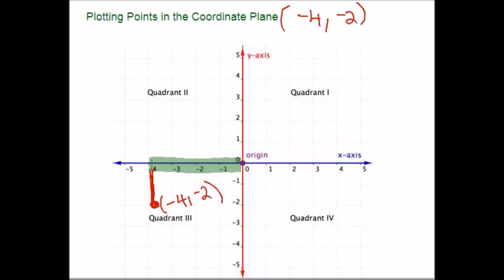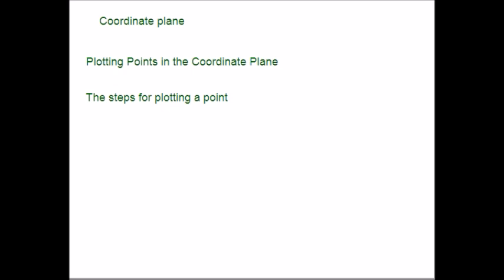Okay, this is how we have to plot points on the coordinate plane. Now let me list out these steps for plotting a point as a summarization. Determine the x coordinate. Begin at the origin. Move horizontally, in the direction of the x-axis, the distance given by the x coordinate. If the x coordinate is positive, you have to move to the right. If the x coordinate is negative, you have to move to the left. So this would be your first step for plotting an ordered pair in the coordinate plane.